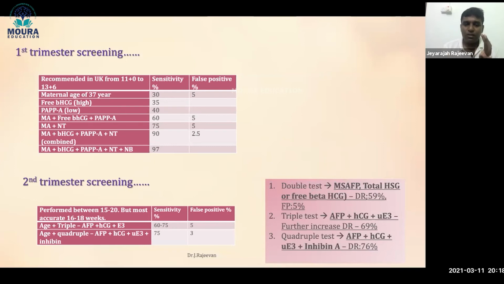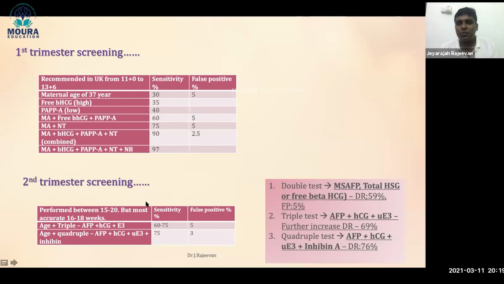Alpha fetoprotein, HCG, estradiol, and inhibin. There are 4. E3, E2, right? Inhibin. So in Down syndrome, among these 4, alpha fetoprotein, HCG, estrogen, and inhibin, which one is high, which one is low?